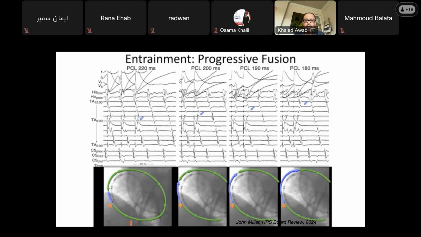But we can prove the mechanism of the tachycardia by pacing anywhere in the atrium and showing either concealed fusion, which you have to be in the isthmus to show, or, if you're away from that, progressive manifest fusion. And if you can fuse and reset, then it is a macro reentry.